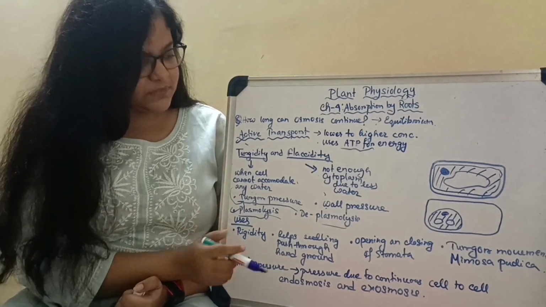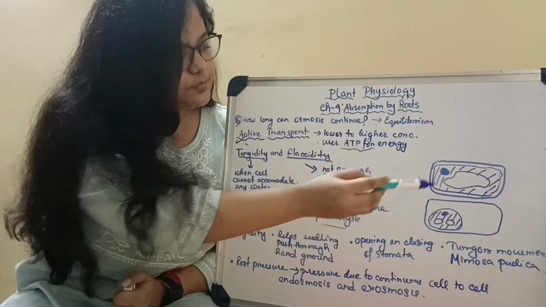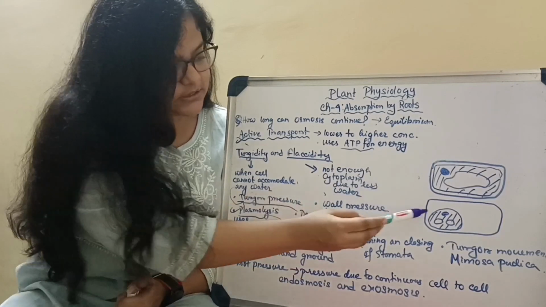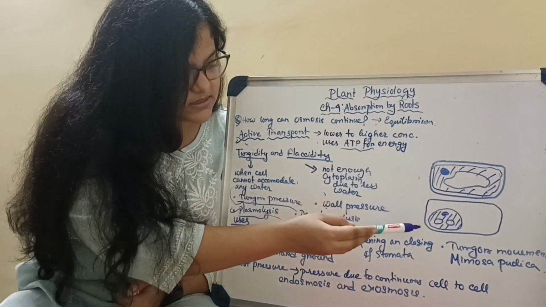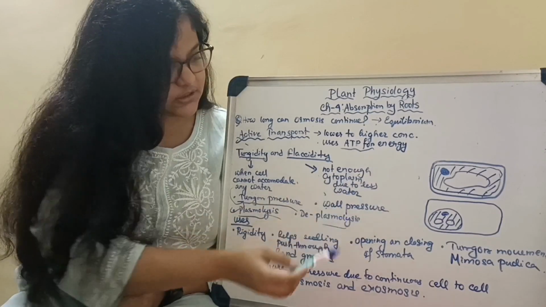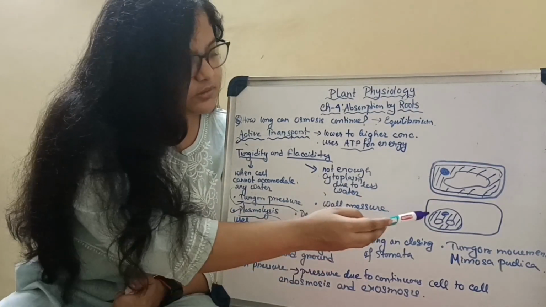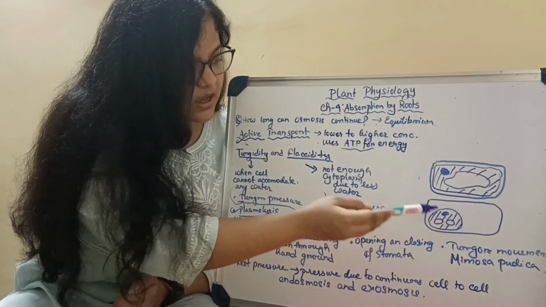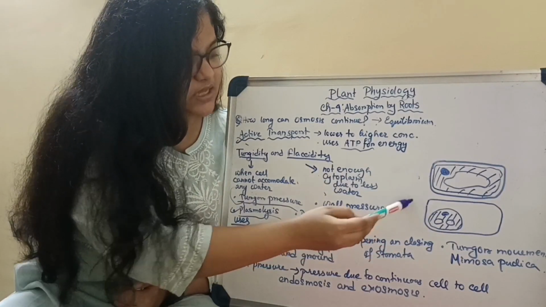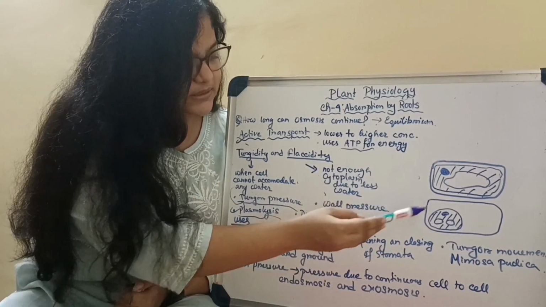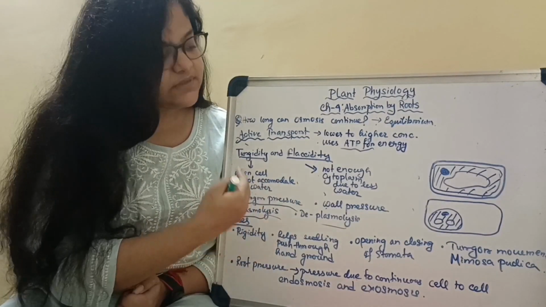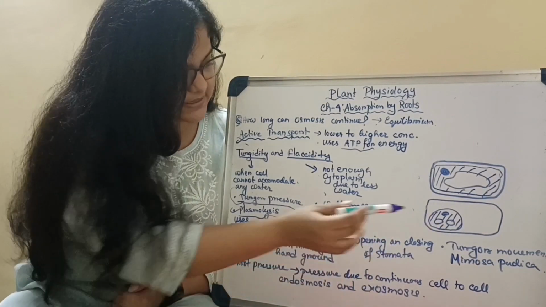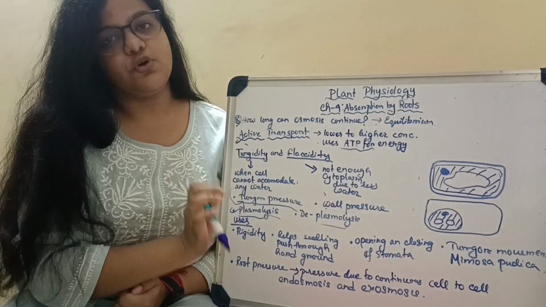cytoplasm, vacuole and nucleus. But when there is a shortage of water, or if there is a hypertonic solution outside the cell, the water from inside the cell, where there is a hypotonic condition, rushes outside in order to equalize the solution. उसकी वजह से क्या होता है? The cytoplasm gets shrunk, and this condition is known as plasmolysis.